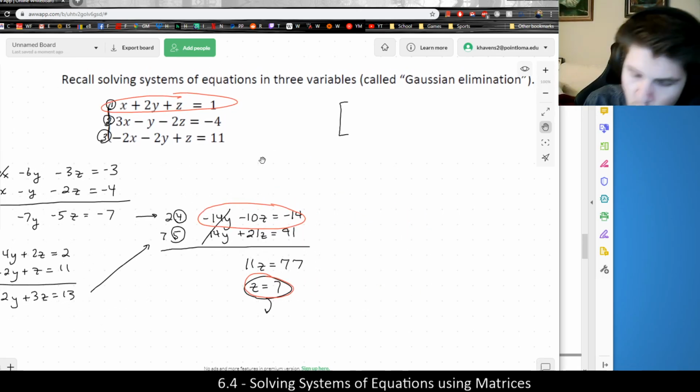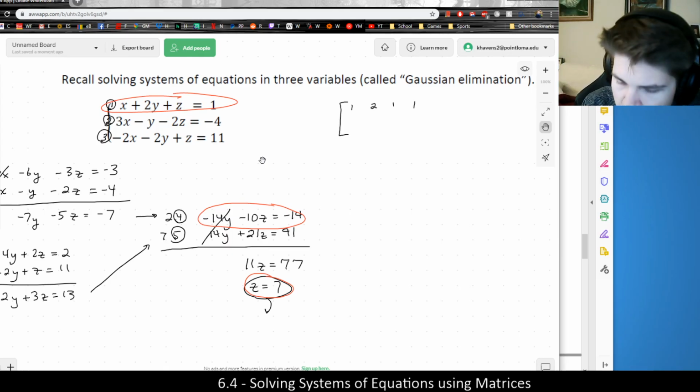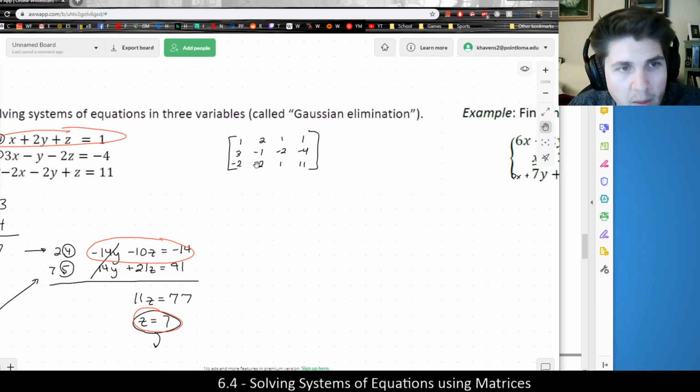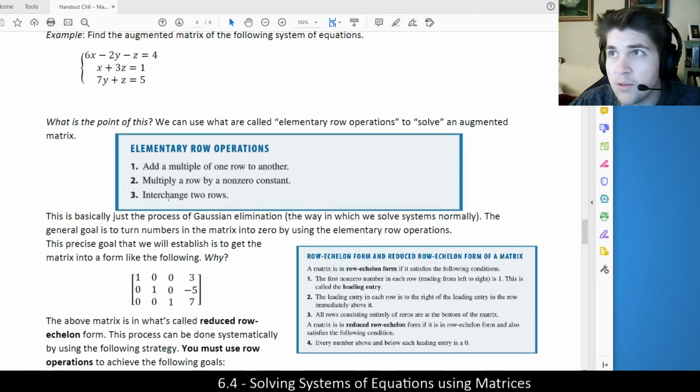So we'd have 1, 2, 1, 1, 3, minus 1, negative 2, negative 4, negative 2, negative 2, 1, 11. And this is how I'm going to begin. So instead of doing a bunch of algebra, what I'm going to be doing is working on this matrix, applying those steps in the elementary row operations, which are these 3 rules.